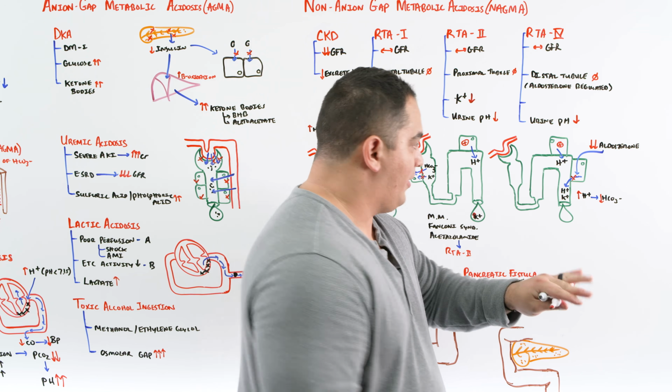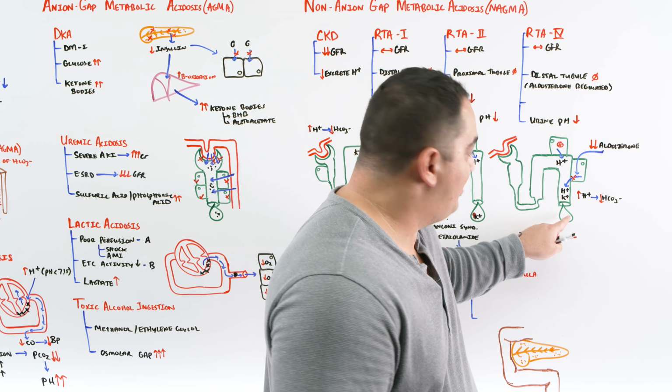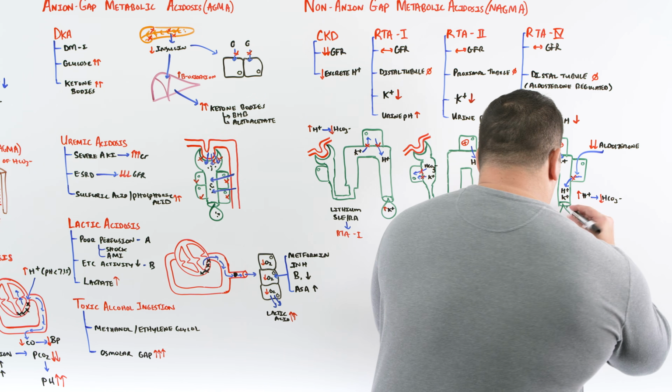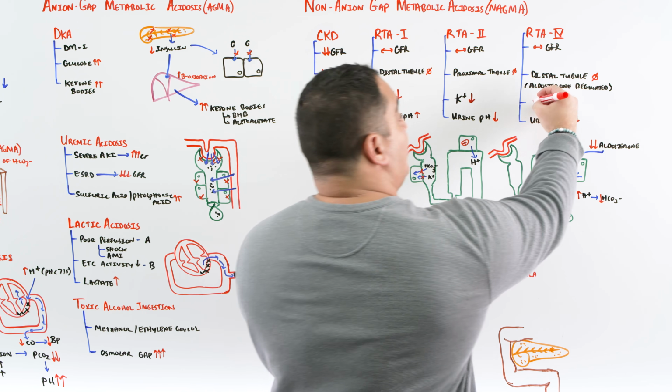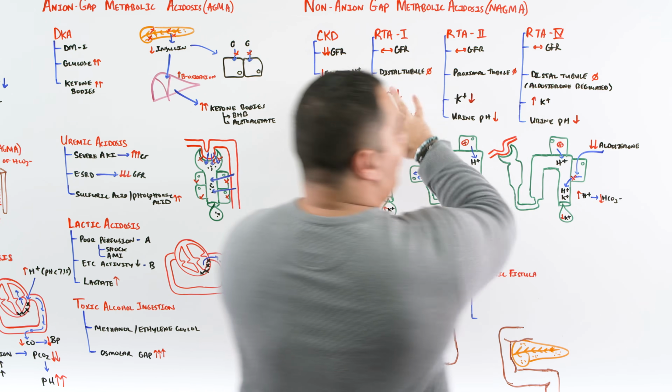But here's where it gets a little bit cooler. It's supposed to secrete potassium, but it's not going to secrete potassium. What happens to the potassium in the urine? It's low. Potassium in the urine is low. If potassium in the urine is low, that means the potassium is likely going to be high in the bloodstream. You see how there is a difference between all of these.